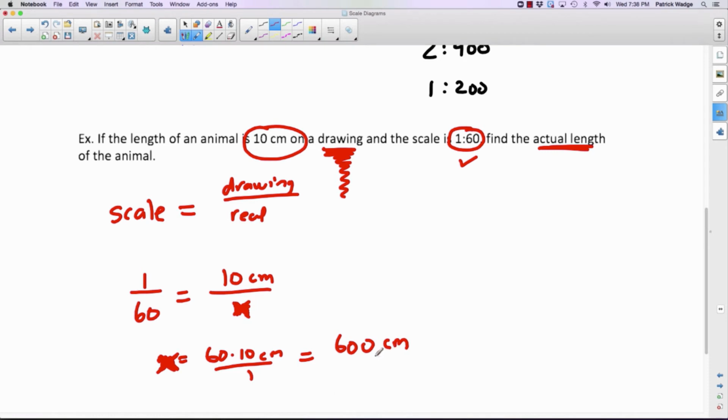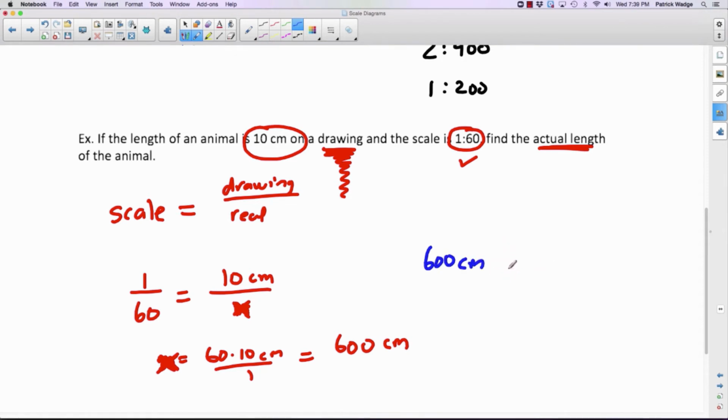Now, what do you think of that answer? The length of the animal is 600 centimeters. It's not wrong. It's just, it's not often you'd say to someone, oh, look at that animal over there, it's 600 centimeters long. You'd probably put it into what unit? Meters. So here's what you got to remember from last day. How do you switch 600 centimeters into meters? Remember how to do this?